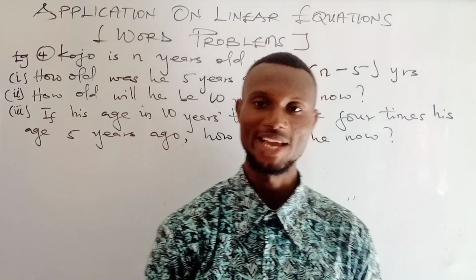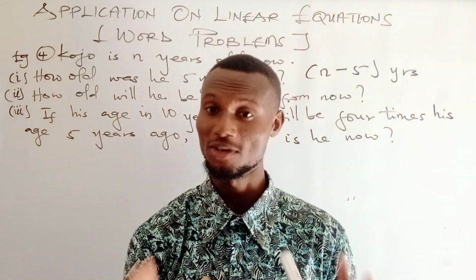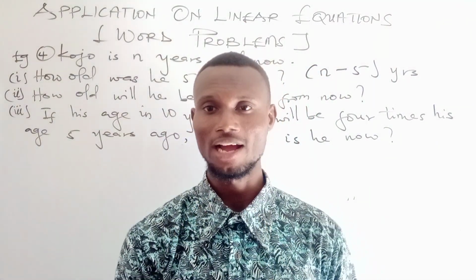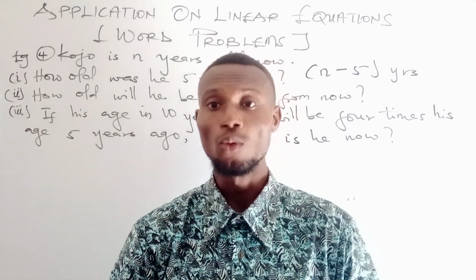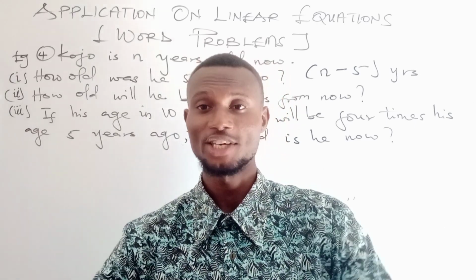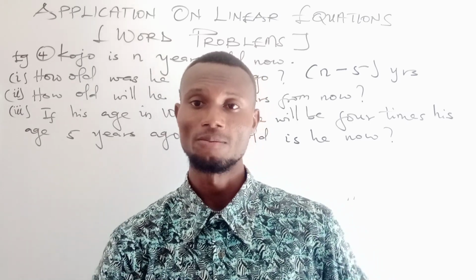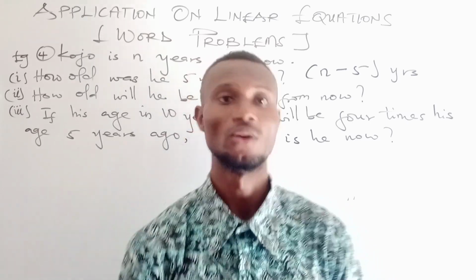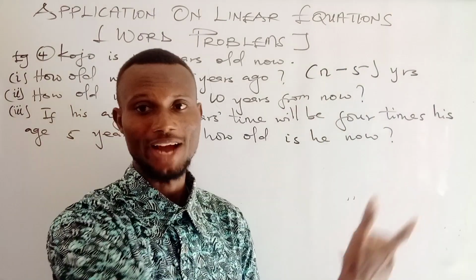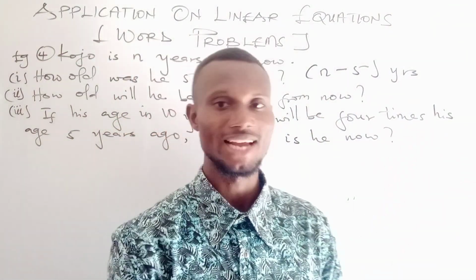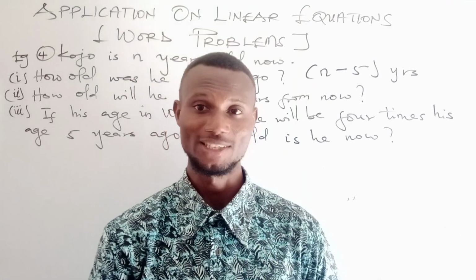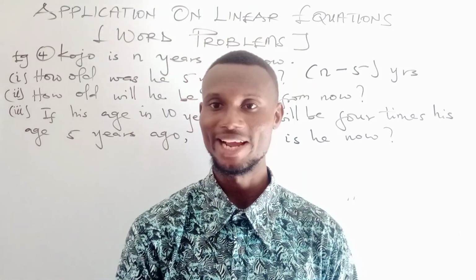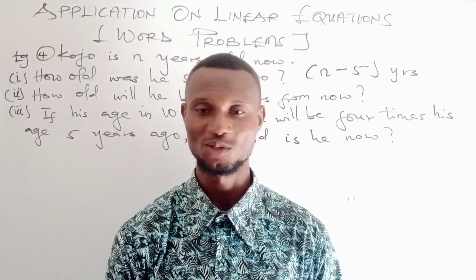I hope you agree with me and you understand up to this point. Nothing difficult about it. His age now is n years. The question is asking how old was he 5 years ago. So you just subtract 5 years from his present age now, which is n minus 5. So n minus 5 years. That's it. You leave it like that. That's the final answer. You don't do anything to it. I hope the explanation is clear enough up to this point.